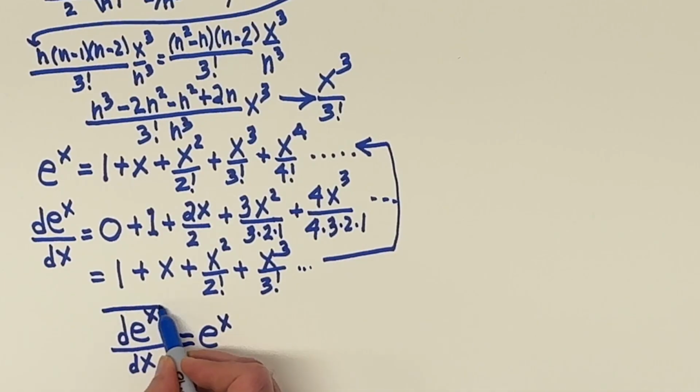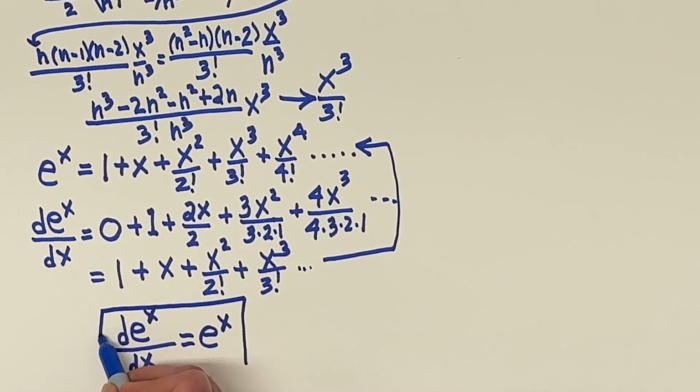So this is our summary. In this section, we wanted to take the derivative of e to the x, and we've looked at it from a couple different points of view.